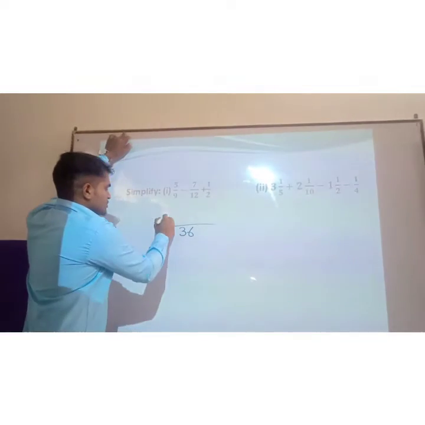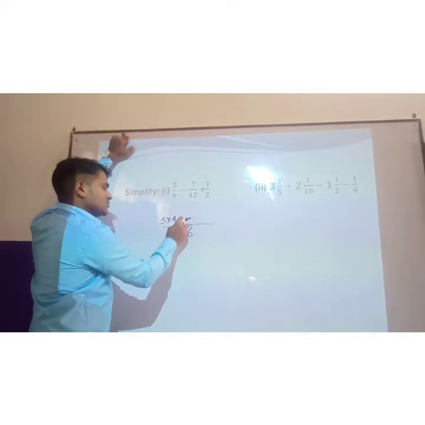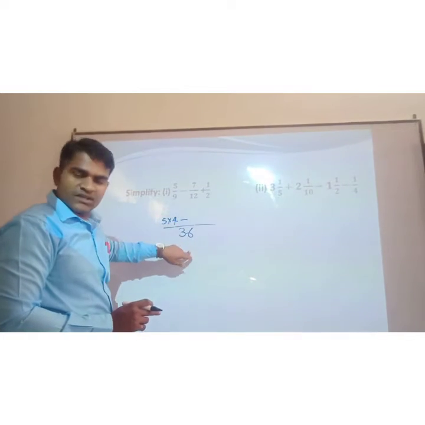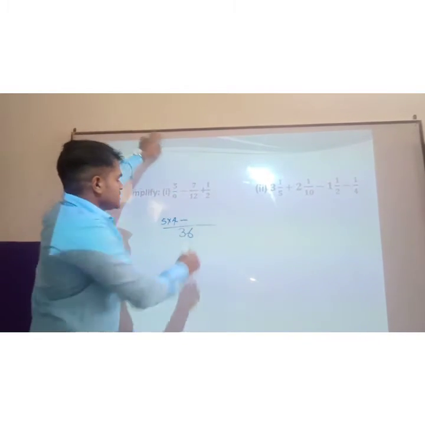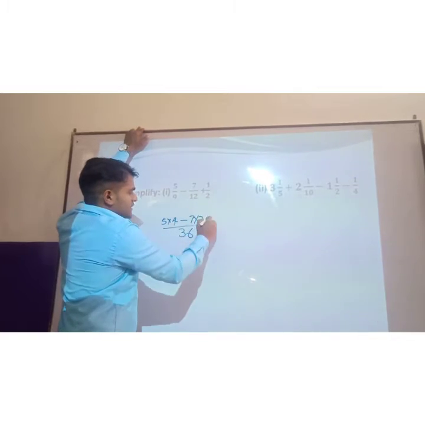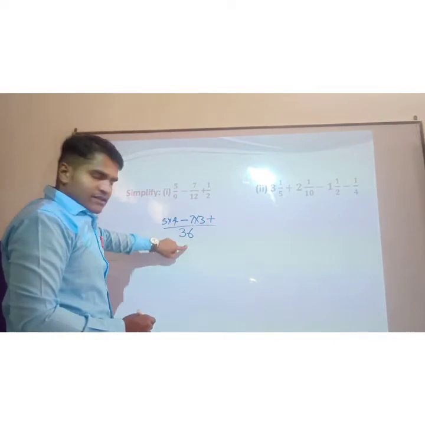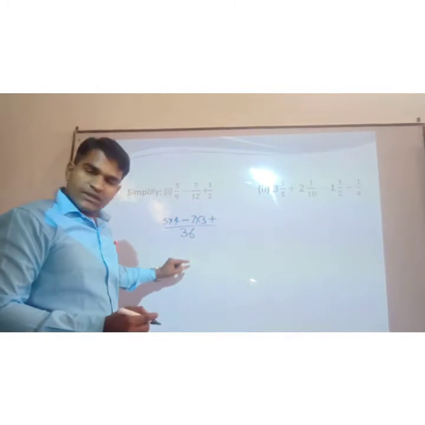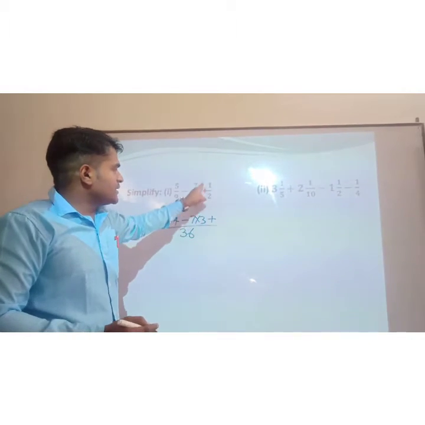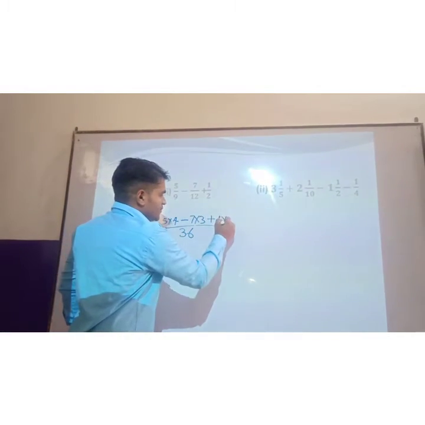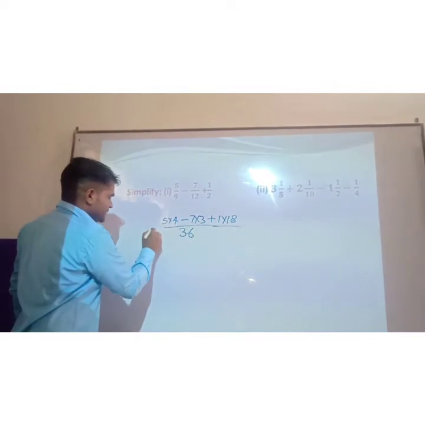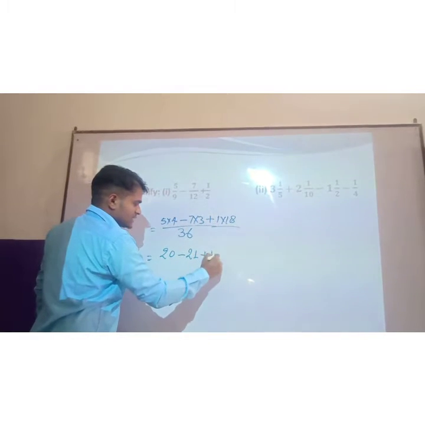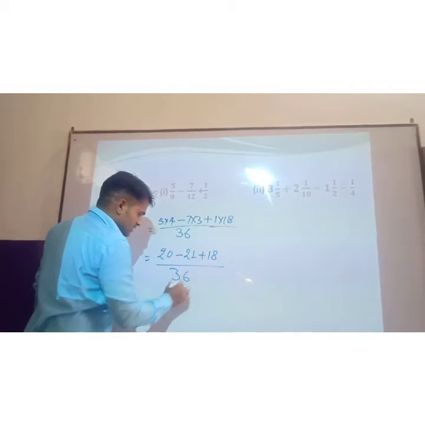4 multiplied by 5. Minus is there. 12 divides 36, it gives 3. 12 times 3 is 36. So 3 is multiplied by 7. There is plus. 2 divides 36, it gives 18. 18 times 2 is 36. So we get 18, which will be multiplied by 1. Now 5 times 4 is 20 minus 7 times 3 is 21 plus 18 upon 36.